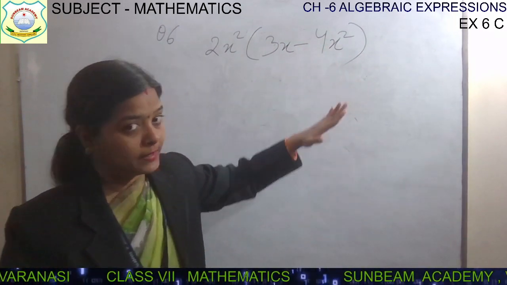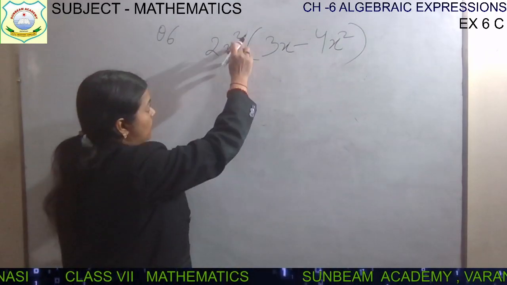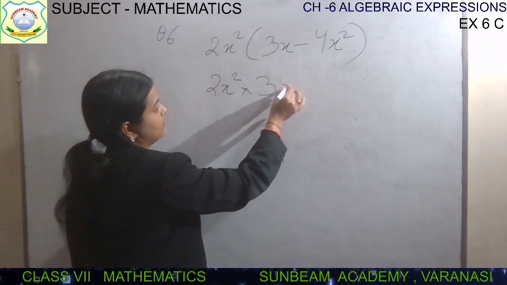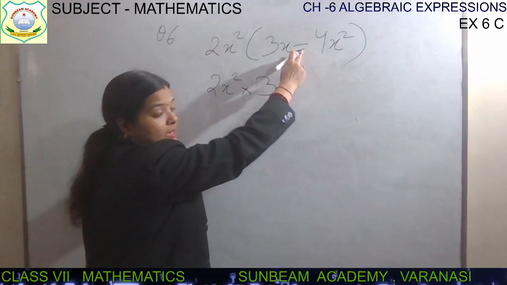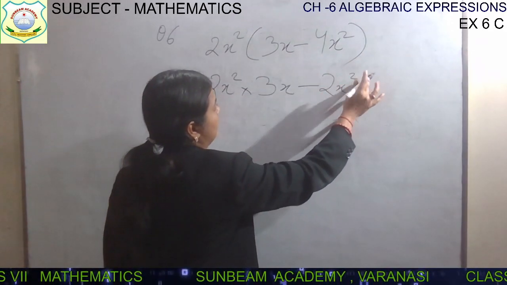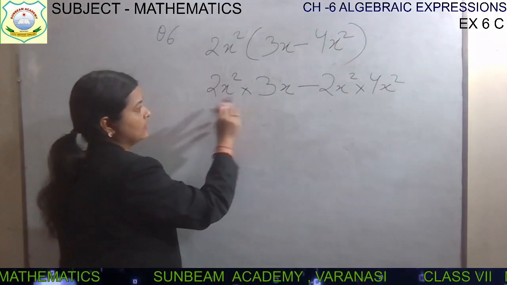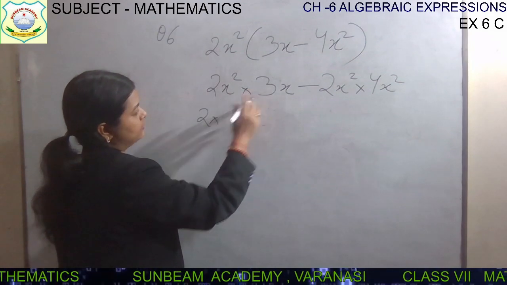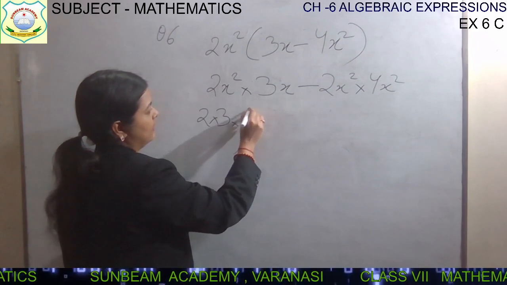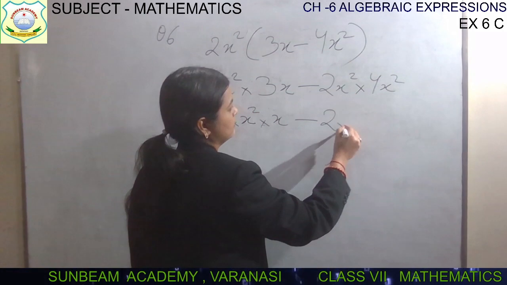Whatever terms are inside the bracket, it will multiply with all of them. Okay. So 2x square will multiply with first term 3x, then put this sign, children. This is minus, then 2x square will again multiply with 4x square. Now collect the numbers which you have to multiply. 2 into 3, and collect the variables. Write it side by side. X square into x minus 2 into 4.